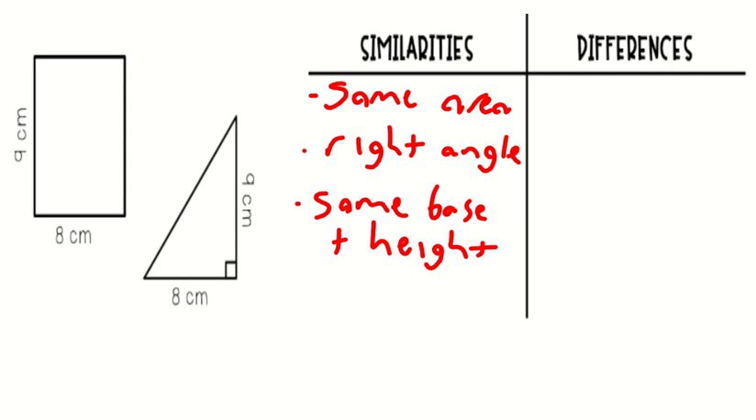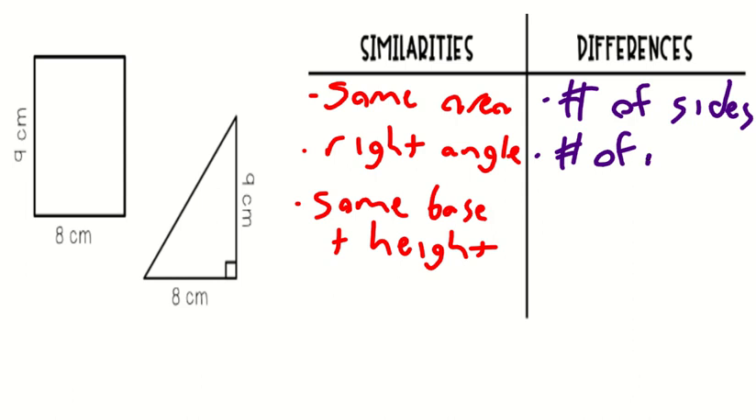All right, differences then. Lacey? One has 3 sides and we'll just put this number of sides. So we got 3 sides, 4 sides. One has more right angles than the other. The rectangle has more right angles. Number of right angles. So they both have at least one right angle, but one has 1, the other has 4. Anything else?